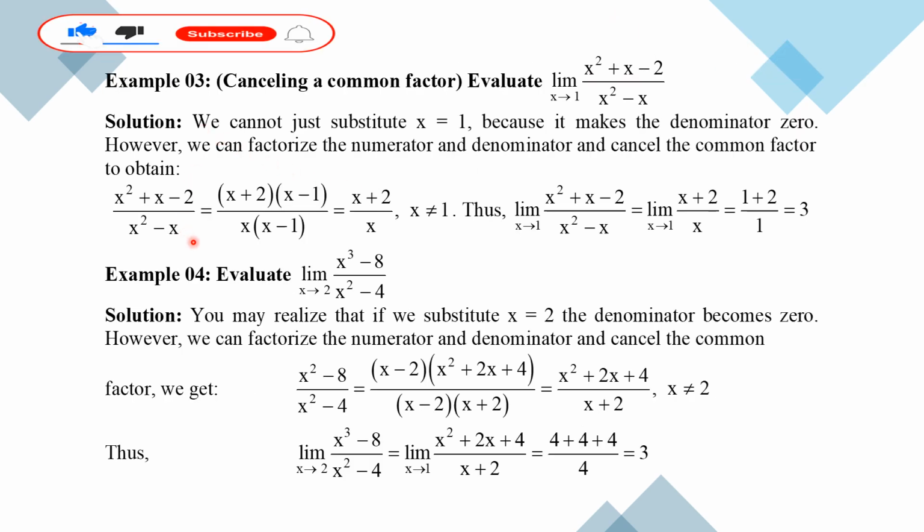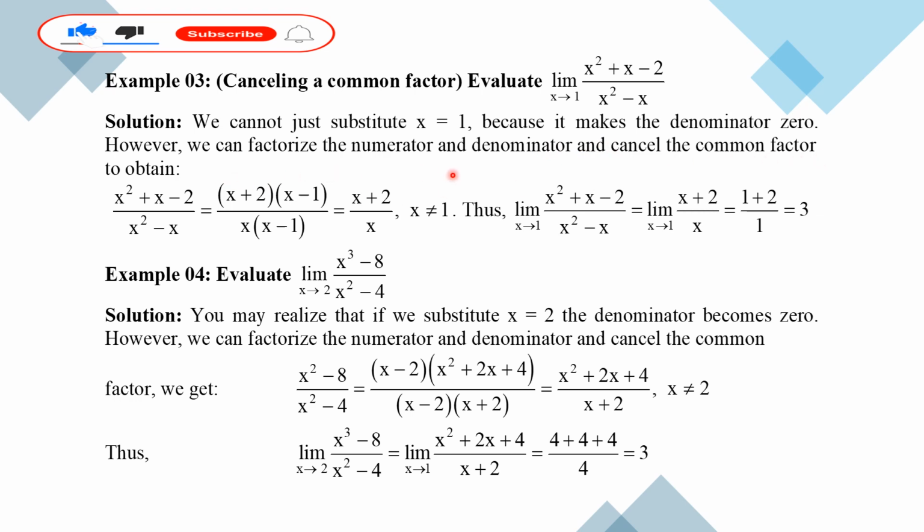Two more examples. Cancelling a common factor. Evaluate the limit as x tends to 1 of x square plus x minus 2 over x square minus 1, as given in theorem 1. This is a polynomial fraction. We cannot just substitute x equal to 1, because then we will have a denominator 0. However, we can factorize.